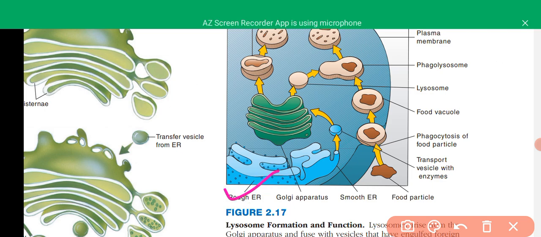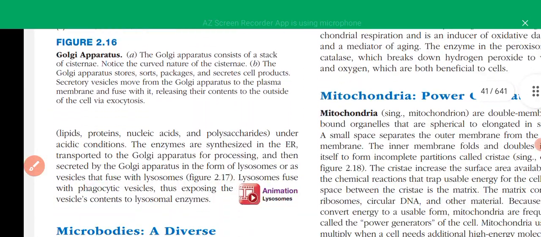Rough endoplasmic reticulum produces enzymes of lysosomes. Then they go to the Golgi apparatus, where they are packed inside the vesicle. Now the lysosome is ready to play its actions. Then the food molecule is endocytosed inside the cell, and the lysosome is attracted to it and releases its hydrolytic enzymes inside it. That will cause the breakdown of food particles into simpler ones, and this is how phagocytosis takes place.